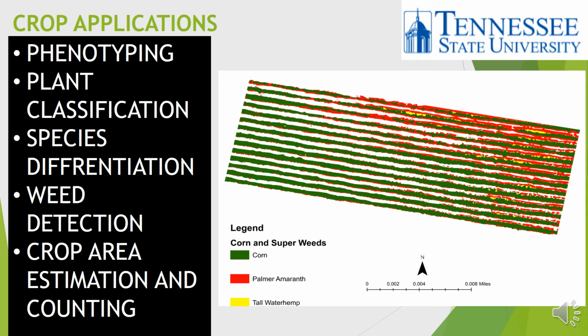The next application is weed detection. We can use drone technology to detect weeds within a particular agricultural production system. If you look at the image on the right hand side, you'll be able to identify that the red area shows Palmer amaranth, the yellow shows tall waterhemp, and the green shows corn. So we're able to use drone technology to detect these weed types and also monitor them over time. Drone technology provides that capability to look at weed detection and also rates of infestation.